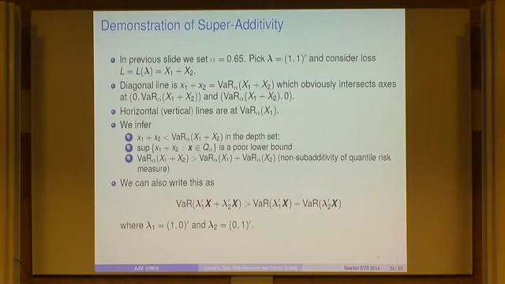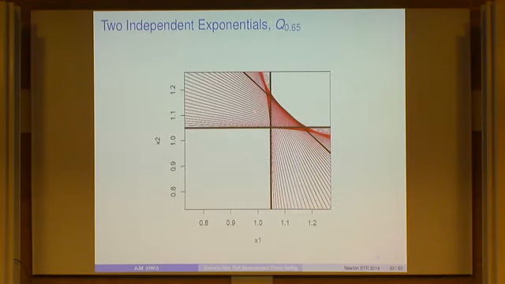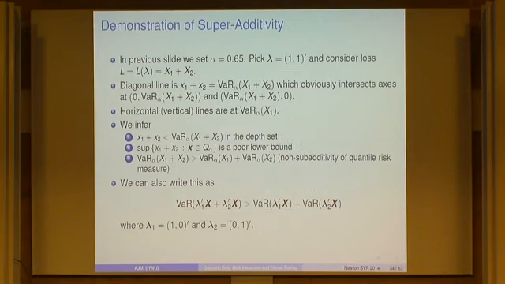So in the previous slide, alpha is 0.65. Pick the direction lambda as (1, 1). So that corresponds to this line here. The normal vector is (1, 1). Okay, so that defines this line. It's the first thing you do. The diagonal line is the line where x1 plus x2 equals the alpha VaR, or the 0.65 VaR of x1 plus x2. So that's what that is there.